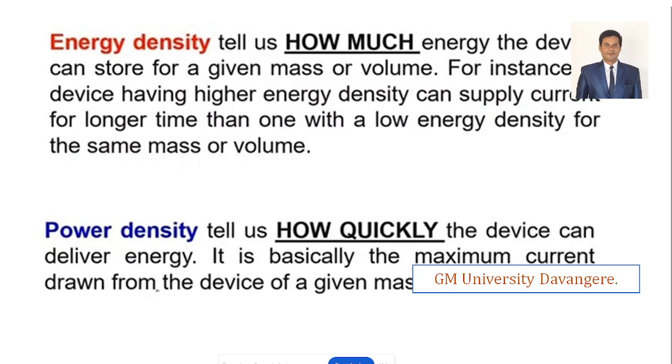A device having a higher energy density, especially batteries, can supply the current for a longer time, right? Compared with one with low energy density for the same mass or volume, it will have a little difference, right? When you talk about power densities, as I told, it is how fast, how quickly the battery will respond. I have given the example of capacitors, right? We have kept the capacitor on the y-axis and the battery on the x-axis. We compared these two, power density and energy density. In between, we have kept the supercapacitor also, right?